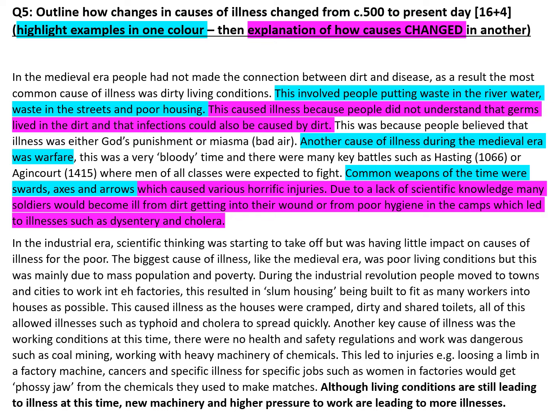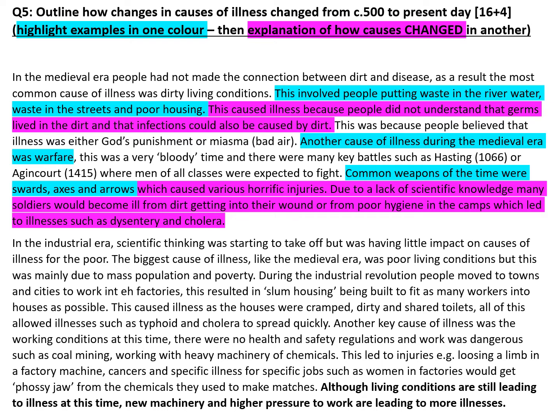During the Industrial Revolution, people moved to towns and cities to work in the factories. This resulted in slum housing being built to fit as many workers into houses as possible. This caused illness as the houses were cramped, dirty and had shared toilets. All of this allowed illnesses such as typhoid and cholera to spread quickly.